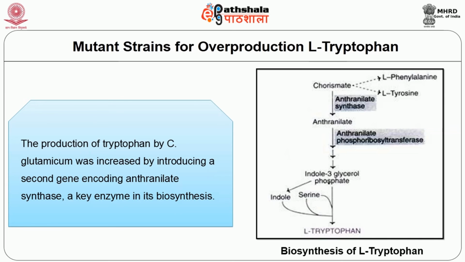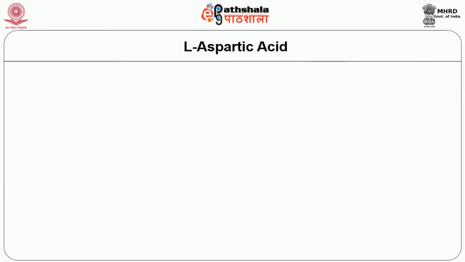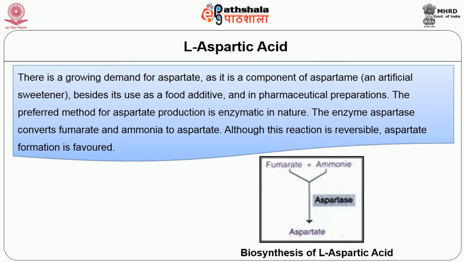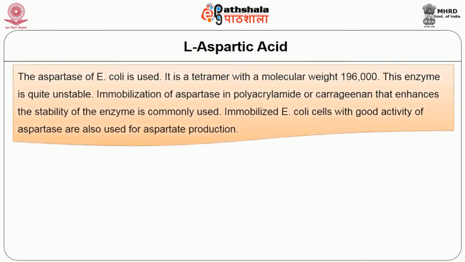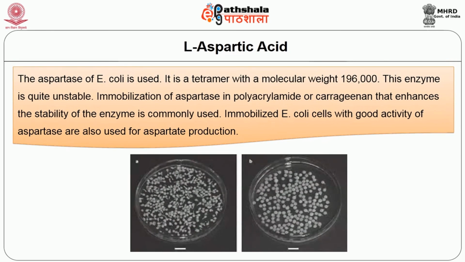an overproduction of L-tryptophan. Coming to aspartic acid, there is a growing demand for aspartate, which is a component of aspartame, a sweetener, besides its use as a food additive and in pharmaceutical preparations. The preferred method for aspartate production is enzymatic in nature. The enzyme aspartase converts fumarate and ammonia to aspartate. Although this reaction is reversible, aspartate formation is favored. The aspartase of E. coli is used. This enzyme is quite unstable. Immobilization of this enzyme in polyacrylamide or carrageenan enhances the stability of the enzyme and is used commonly. Immobilized E. coli cells with good activity of aspartase are also used for aspartate production.